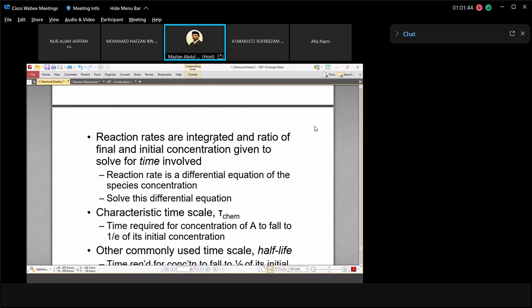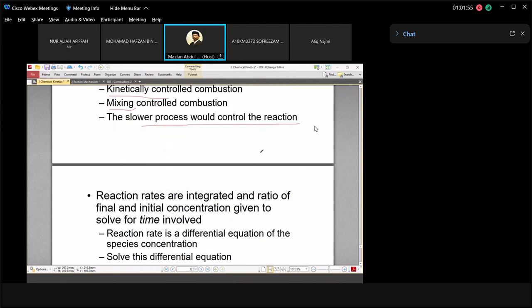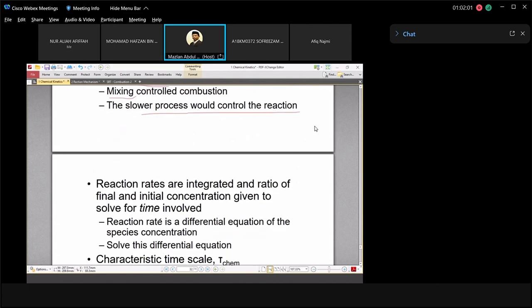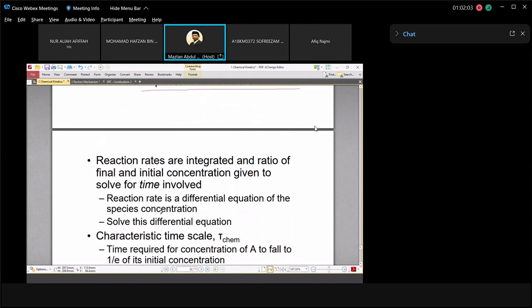Reaction rates are integrated, and the ratio of final to initial concentration is given to solve for the time involved. Reaction rate is a differential equation of the species concentration. That's what we see here. So we need to solve this differential equation.